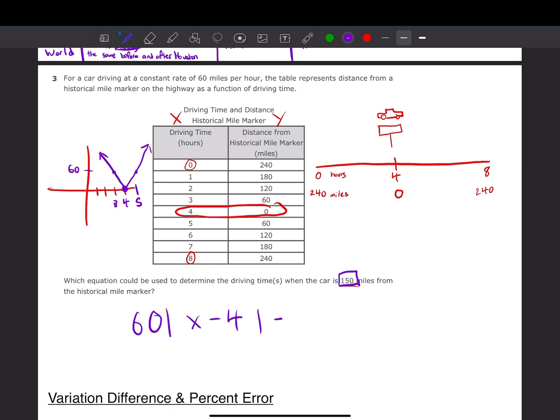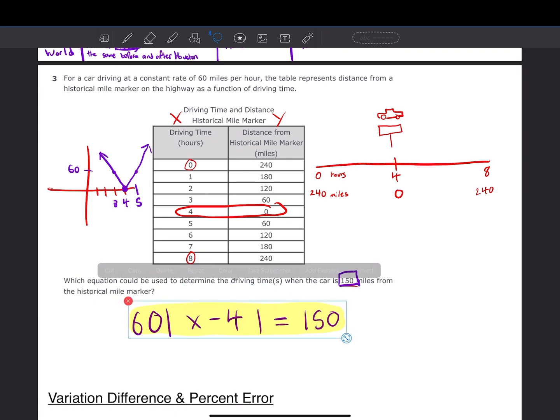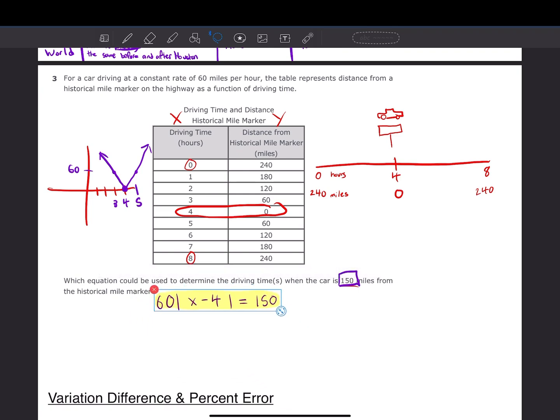And this equation could equal y for any distance, but they want us to know when is it 150 miles? Just set it equal to 150. When does it intersect 150 miles? And this would be the equation. And that's all they asked for, so this is technically our answer. But, quick run through of how to solve it, in case you need some prep for the test, because I know there are some questions where they do actually want you to solve this.